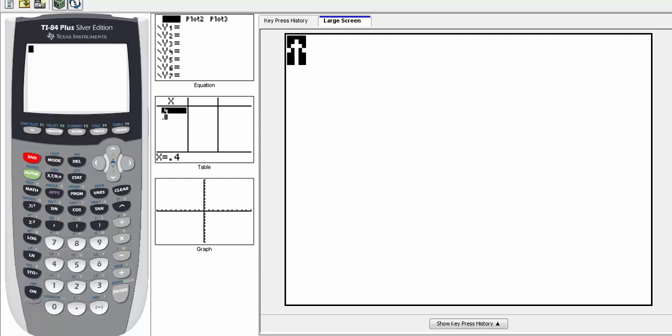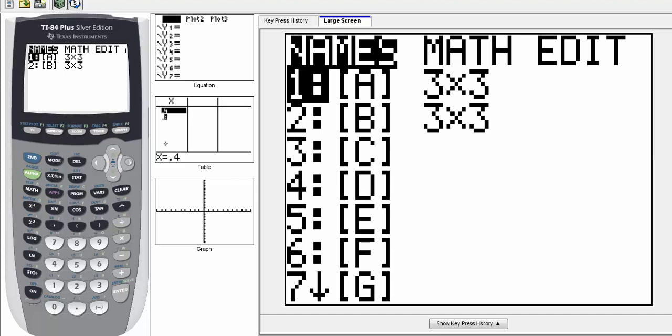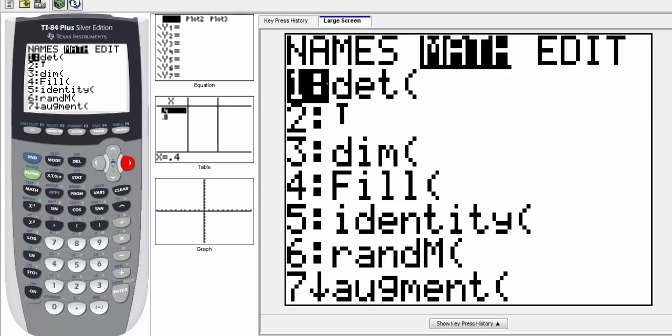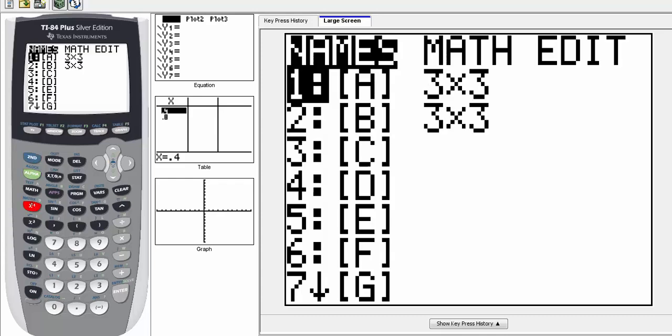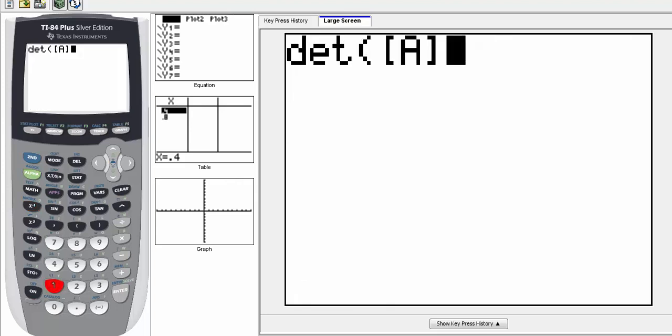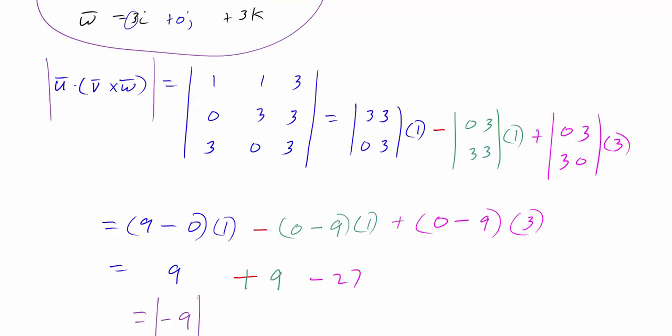But now we want to go back into the matrix, so second function in matrix. We want to scroll over to math, and number 1 is DET, which stands for determinant. So we're going to select number 1, and we want to take the determinant of our matrix. So we'll go back into the matrix one more time, and then simply select 1, or wherever you put the matrix. Well, mine was under A, so I'm going to select 1, close the parentheses. So we're going to take the determinant of matrix A, and we should get an answer of -9. And that's what we ended up with here.